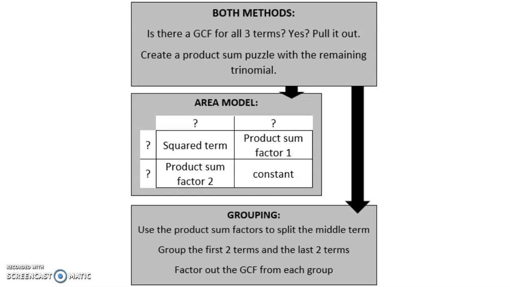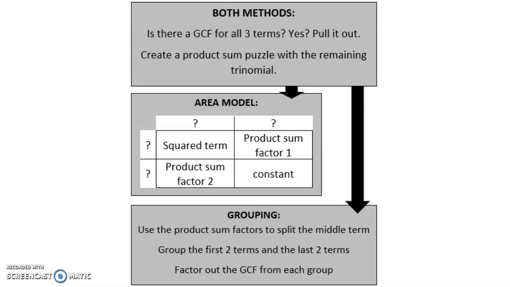So we're looking, is there a greatest common factor for all three terms? Remember, trinomial means three terms. If there's one other than one, we're going to pull that out. We'll write the remaining trinomial, and then we use that for our product sum puzzle. So they both start the same way. After you do the product sum puzzle, then you decide which method you want to do.